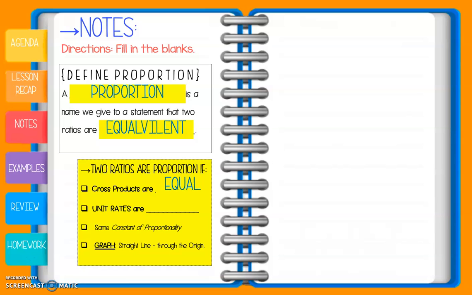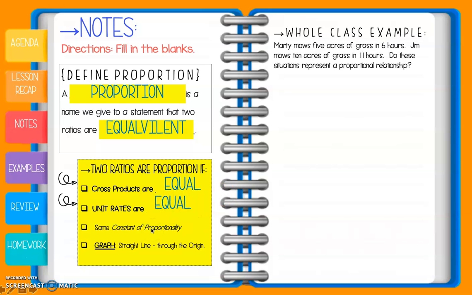Okay. We also are going to look to see if their unit rates are equal. If their unit rates are equal, then they represent a proportional relationship. If they're not equal, then they're not in a proportional relationship. So these are the two ways we're going to work with today. Okay, we're going to be looking at cross products and unit rates. Later in the unit, we're going to look at constants of proportionality and their graphs. Okay, so two ratios are proportional if their cross products are equal and if their unit rates are equal.